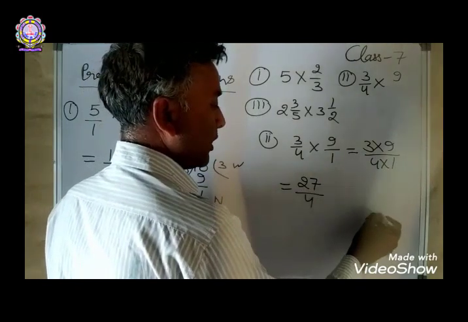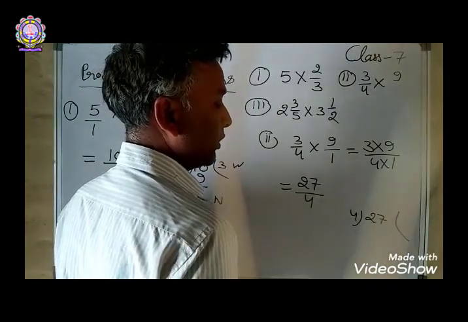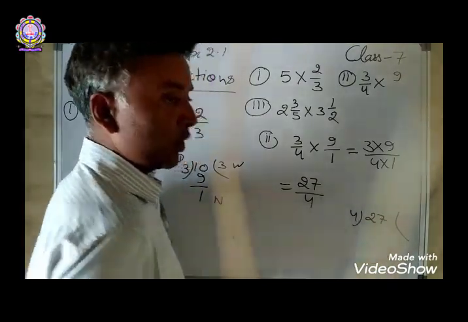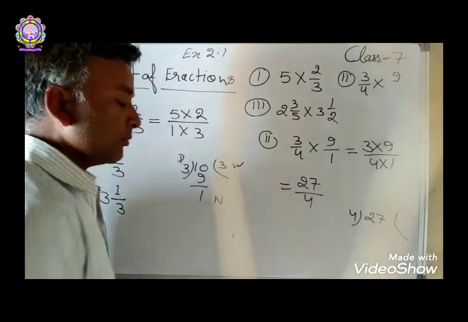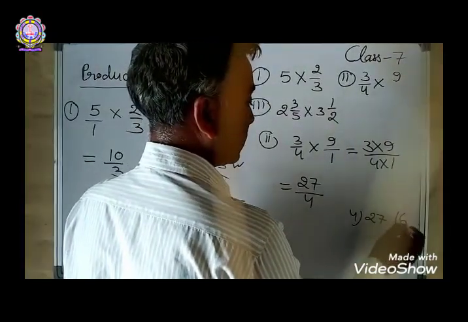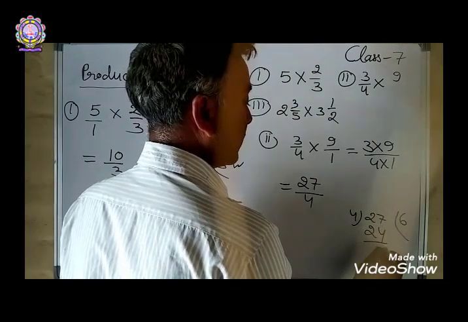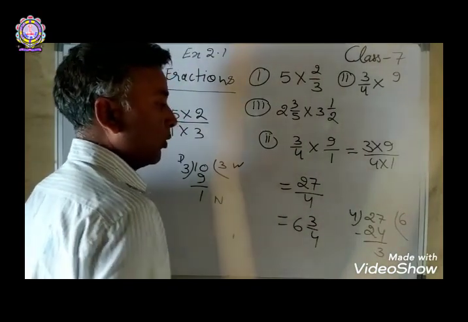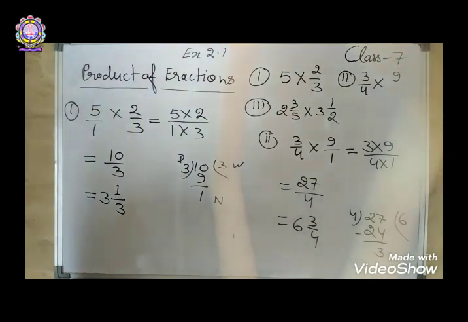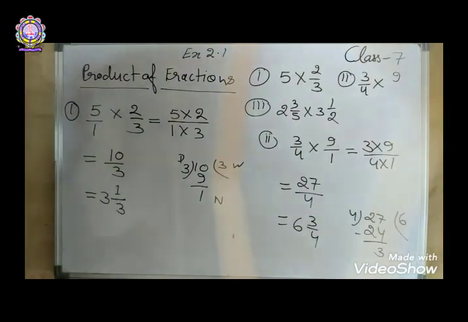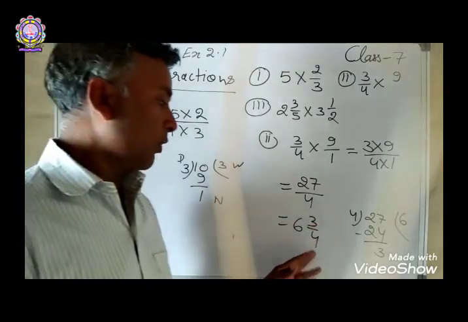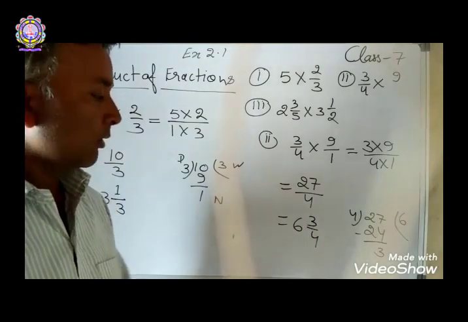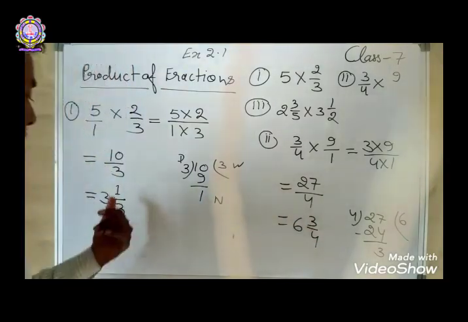Again, 27 divided by 4. So you get 4 7s are 28. So 28 is greater than 27. So now we check 4 6s are 24 and the remainder is 3. So 6 whole 3 upon 4. And now check here. 1 upon 3 is in simplest form, and 3 upon 4 is also in simplest form, because there are no common factors in 3 and 4, and 1 and 3.